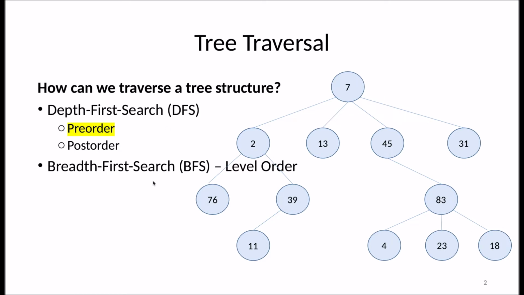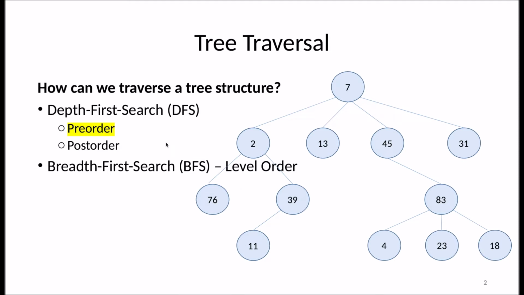Breadth-first search, on the other hand, goes into breadth first. That means it starts with the root node at the first level, then traverses the nodes on the next level, and then the nodes on the following level, and so on. So it goes into breadth first.